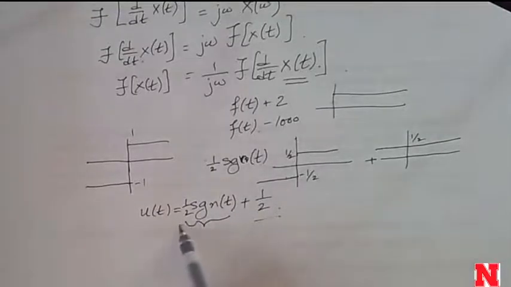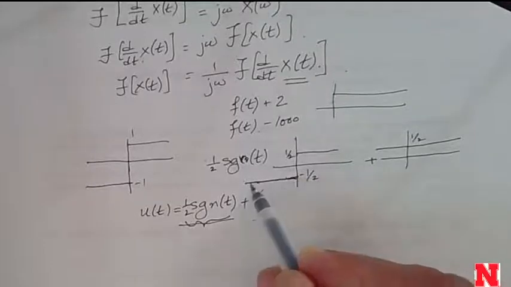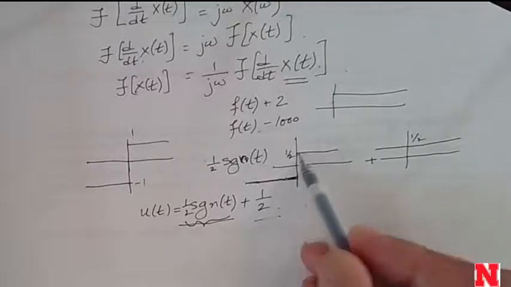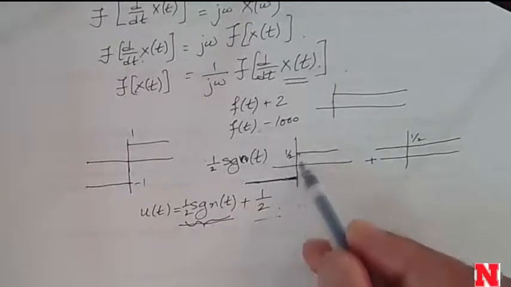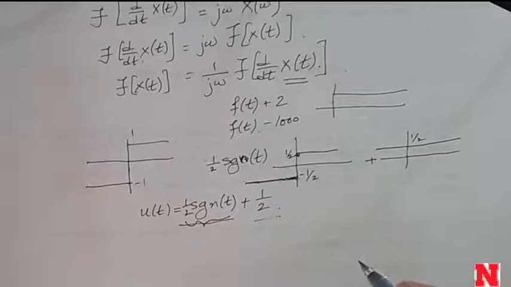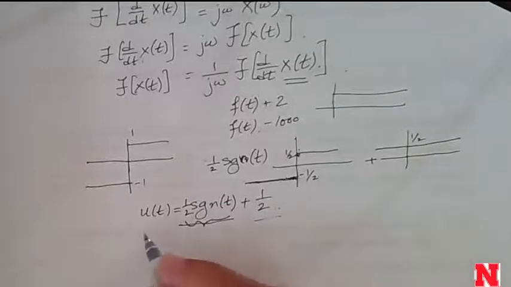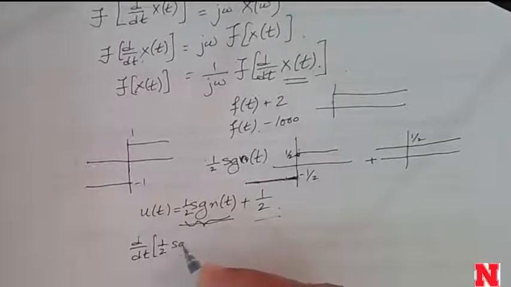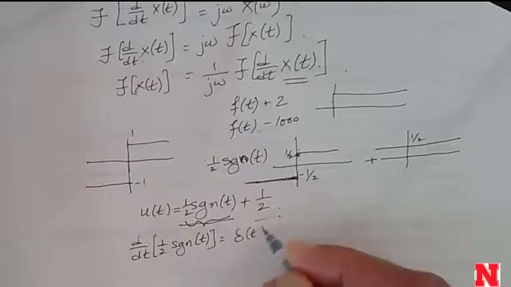Okay, so what's the derivative of this? Well, think about it. This is the rate of change, right? So the derivative of this is 0 everywhere except at 0, where you have this jump, in this case, of 1. So the derivative of this thing is an infinite spike. It's 0 everywhere except here with infinity, and that's just the delta function. And this has a height of 1. So d by dt of a half signum of t is equal to delta of t.